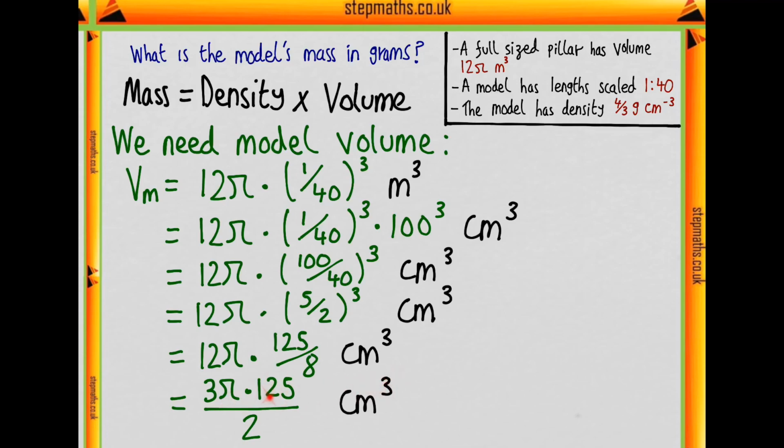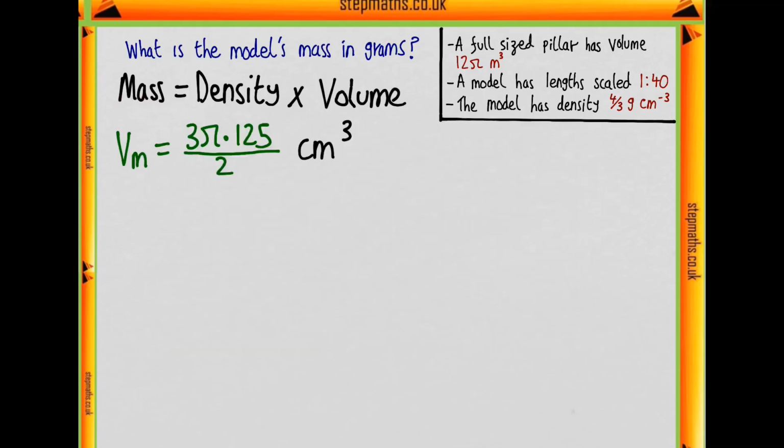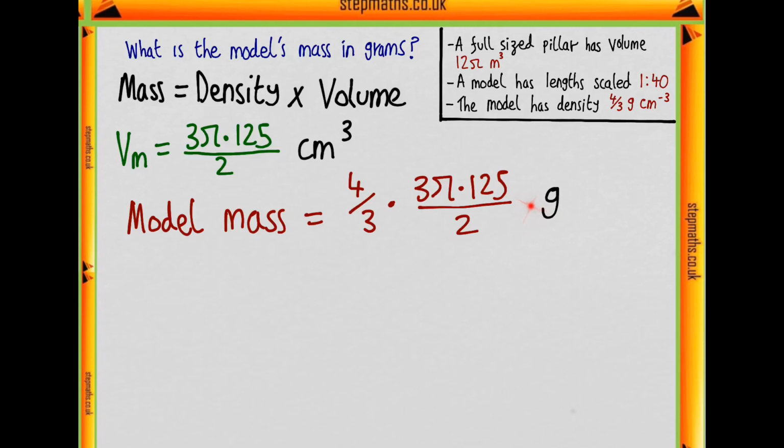It doesn't look like it's going much further, and it's a little bit ugly, but no worries, because this isn't our final answer. We're actually asked for the mass, aren't we? So let's work that out now. We've got the volume of the model here, and we need the mass of the model. So the model mass is equal to the density, which is 4/3, times this volume we just calculated. And this is in grams, because it's grams per centimetre cubed, and centimetre cubed here. So all the units line up, and this comes out.